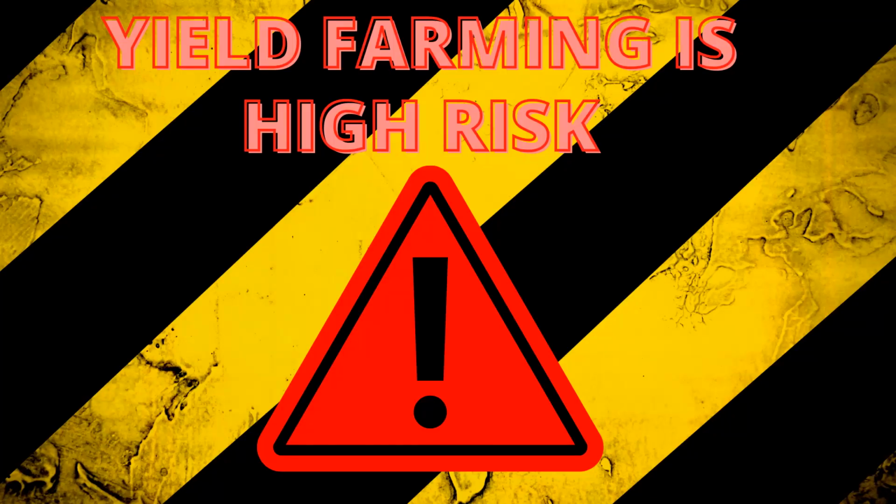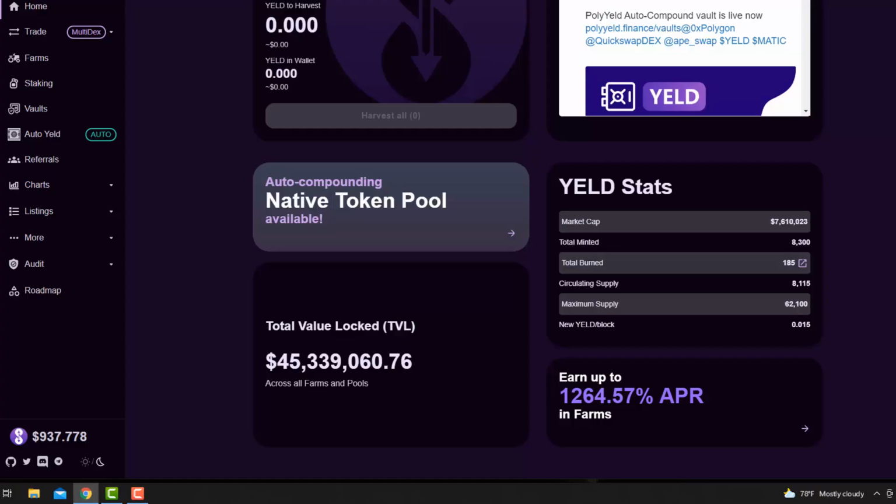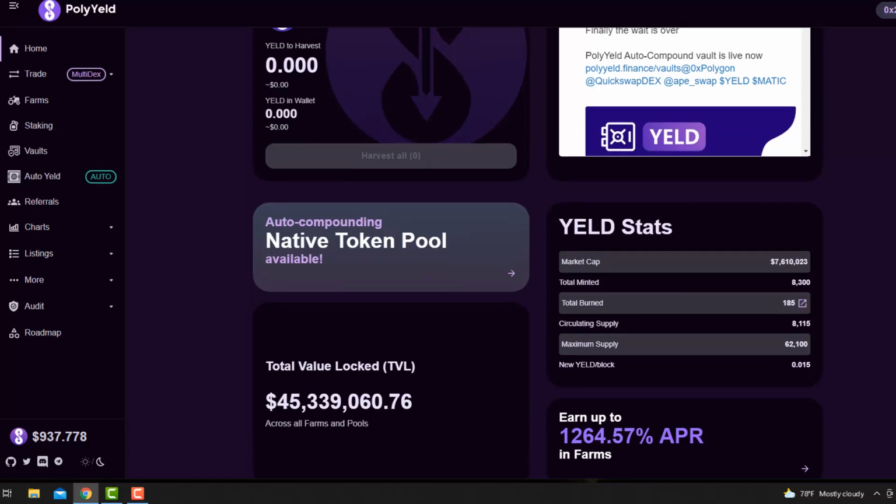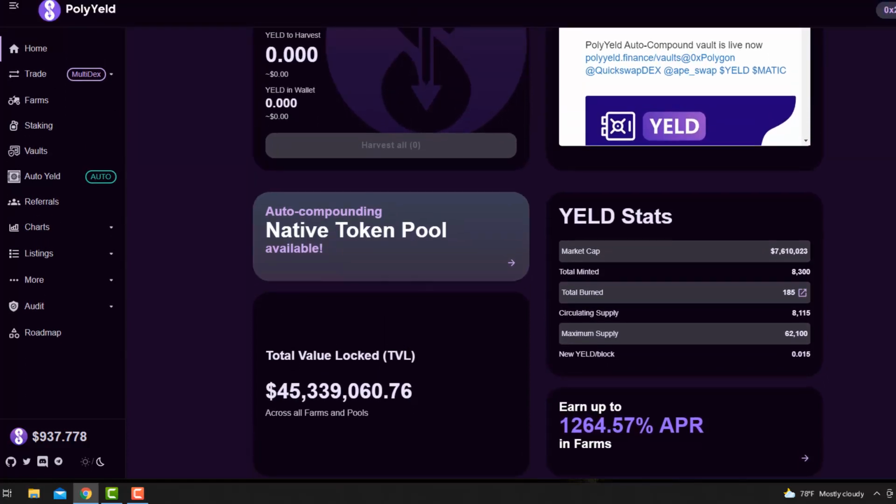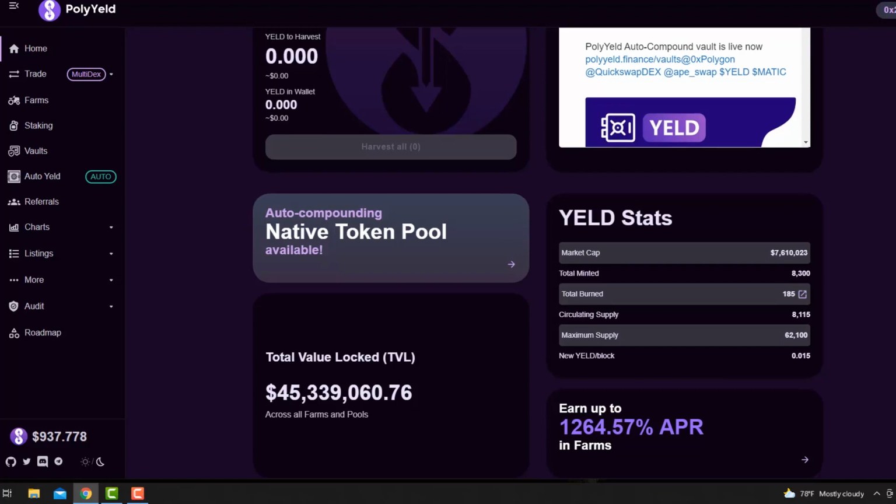Like I said, these yield farms generally don't last this long, and for this to still be around after 2 weeks and still have this amount of total value locked, it does say that the project so far is going quite well. That's just my honest opinion on that.